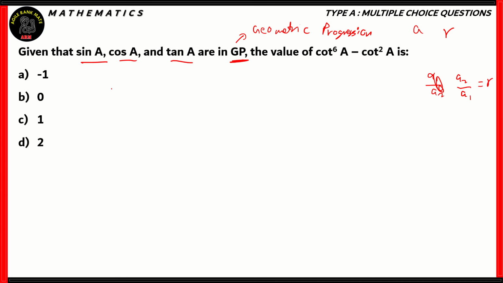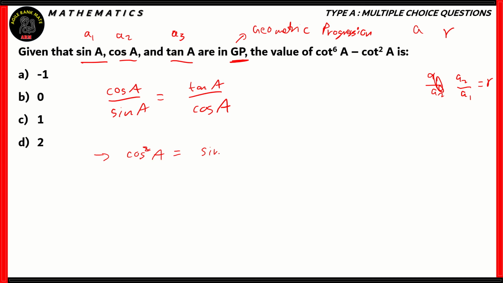So therefore, what we can say is that cos A over sin A will be equal to tan A over cos A. So we consider sin A to be A1, cos A to be A2, and tan A to be A3. So over here, this equation holds true because the common ratio is the same. Now what are we going to do? We're going to cross multiply. So over here, what we get is cos squared A on the left-hand side, and on the right-hand side, we get sin A times tan A.